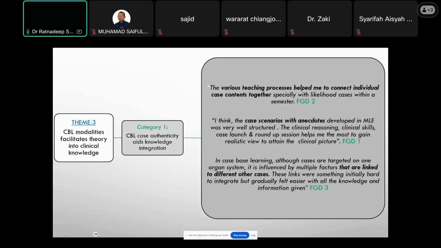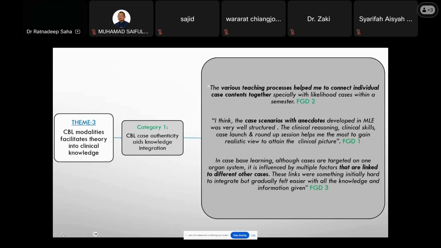Now I'll try to move on to the last theme. The third theme is a widely accepted fact. We have not discovered anything new, but what we have found is that the CBL model facilitates theory into clinical knowledge. So we actually found that part, and it consolidated the same fact that has already been mentioned everywhere in the review of literature.